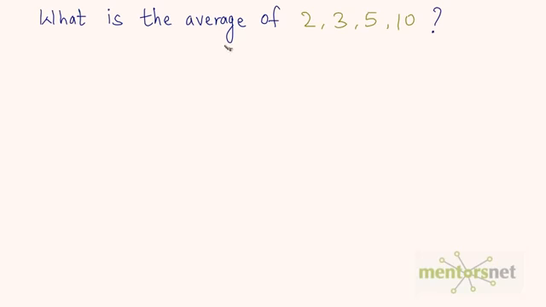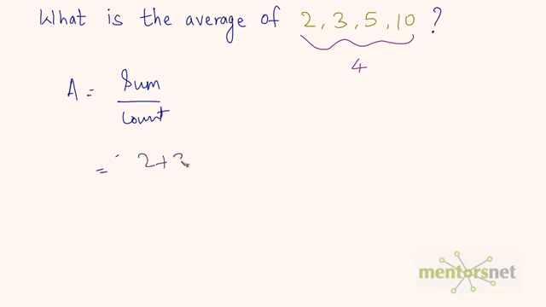So what is the average of 2, 3, 5 and 10? Well, the count here is 4, that is we have 4 numbers here, and we know the formula for average, which is the sum upon count. So the sum is 2 plus 3 plus 5 plus 10 divided by the count, which is 4. So 2 plus 3 plus 5 plus 10 is 20, divided by 4, which comes out as 5. So the average of these numbers is 5.